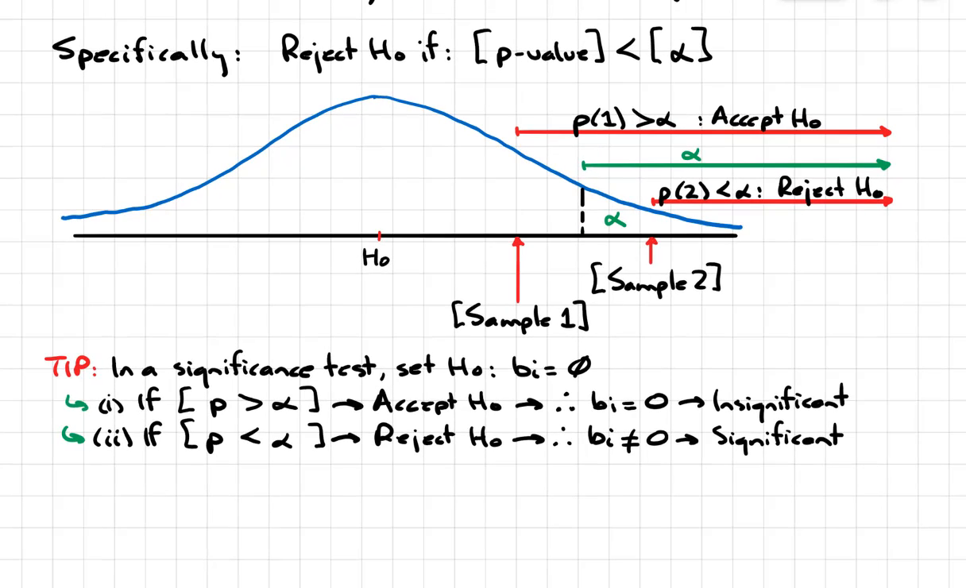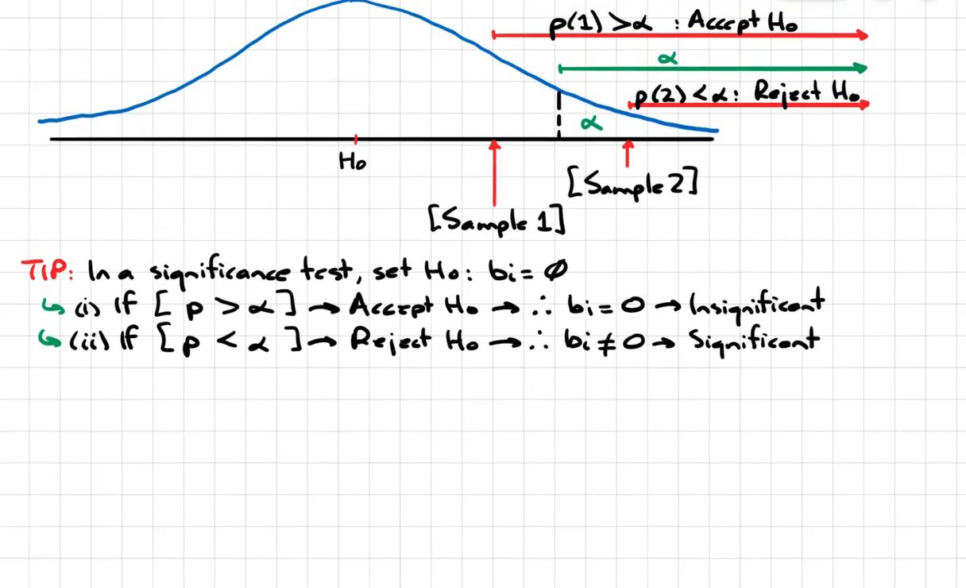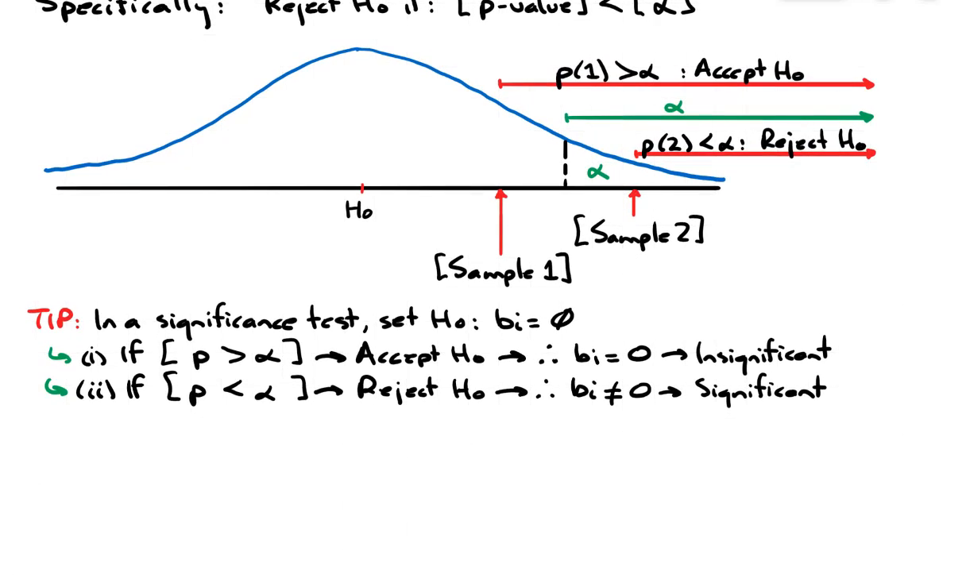Okay? Now, a tip. In a significance test, what a significance test means is: is the coefficient equal to 0 or not? And that's why we set the null as the coefficient is equal to 0. So the only question is, does the sample support this? In other words, does it fall within the goalposts? Or does the sample refute that? In other words, the sample falls outside the goalpost, and there it is.